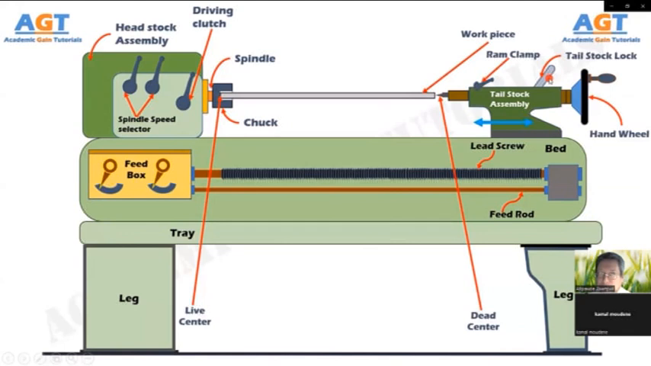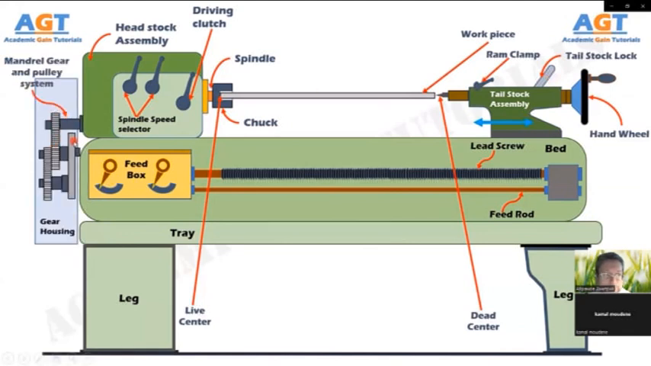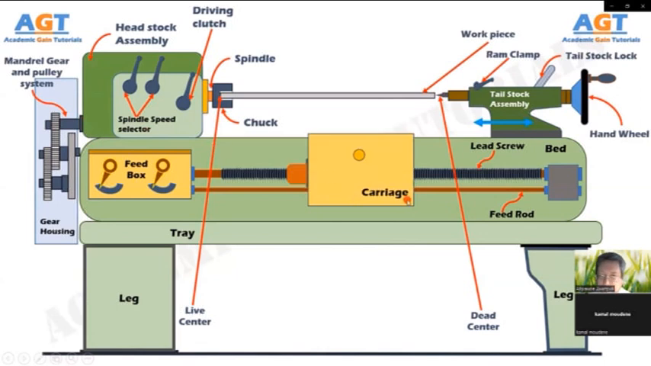On the left of the headstock, there is the main driving pulley and gear system. This driving pulley system is connected to the gearbox inside the headstock. This driving pulley is connected to the motor through a belt. Then comes the carriage. The carriage is used for support, guide and feed the tool against the job when the machining is done. The carriage holds, moves and controls the cutting tool. It gives rigid support to the tool during operations.